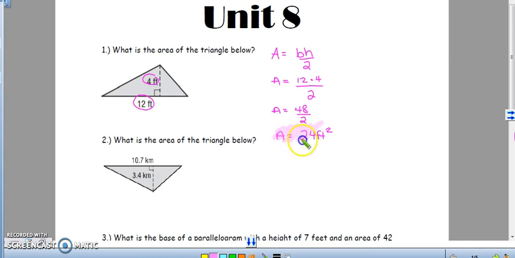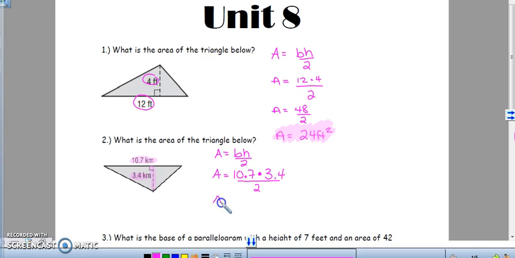Hopefully this is coming back a little bit. Same thing, what is the area? So here's my base, here's my height. Just because there are decimals doesn't mean I do it any differently. So area equals base times height divided by 2. Area equals, my base is 10.7 times 3.4, all divided by 2.